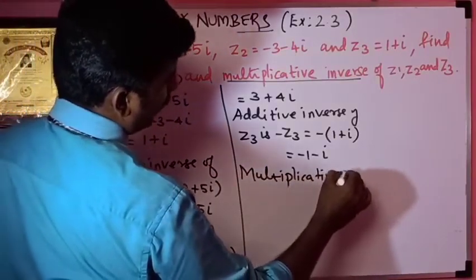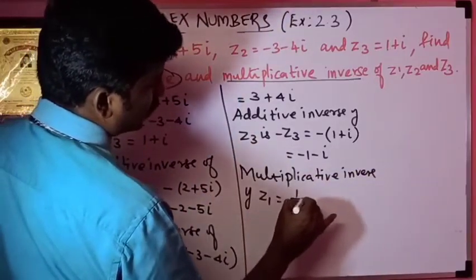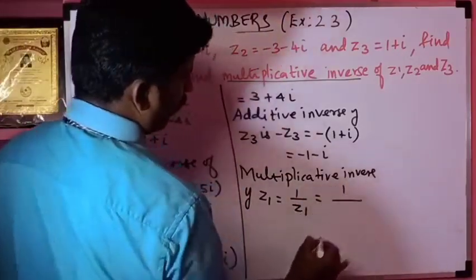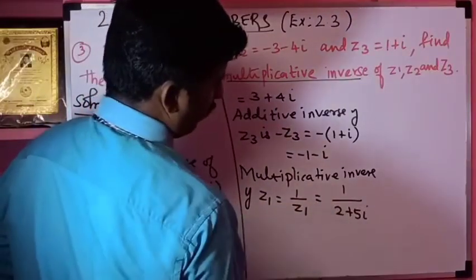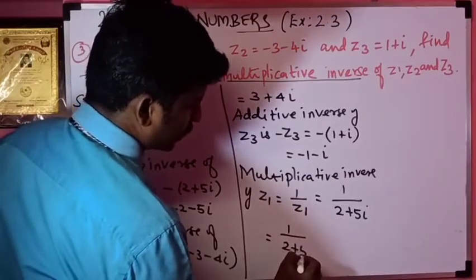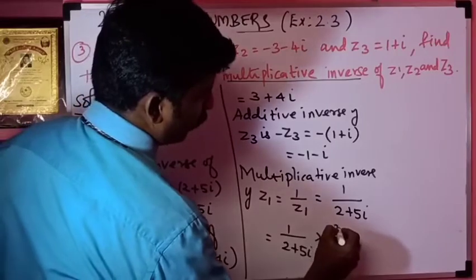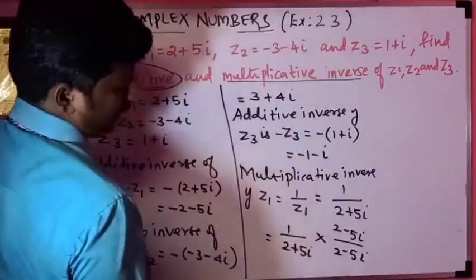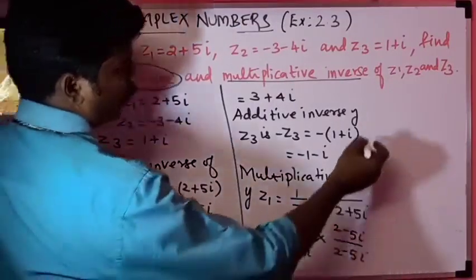The multiplicative inverse of Z1 is 1 by Z1. So 1 by Z1 means 1 by, what is Z1? Z1 is equal to 2 plus 5i. So 1 by 2 plus 5i, multiplied by its conjugate value, 2 minus 5i divided by 2 minus 5i, right? Numerator and denominator both are multiplied by the conjugate.